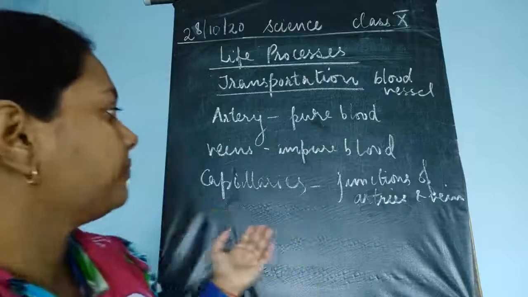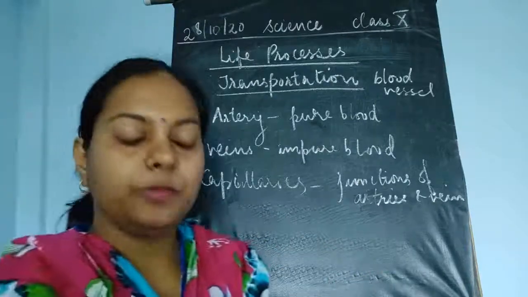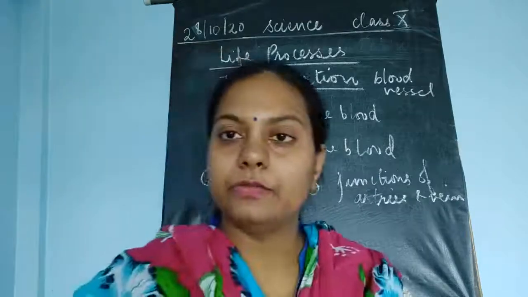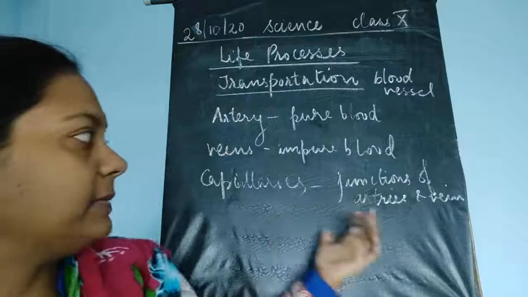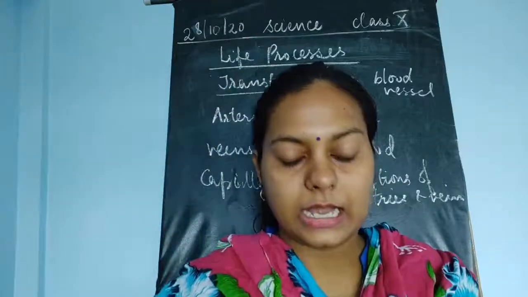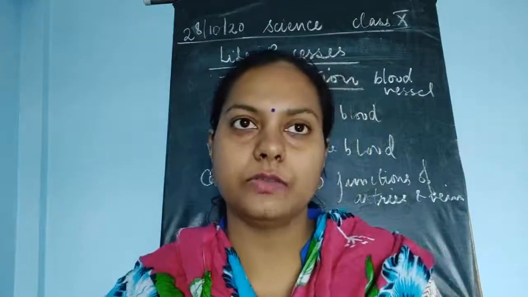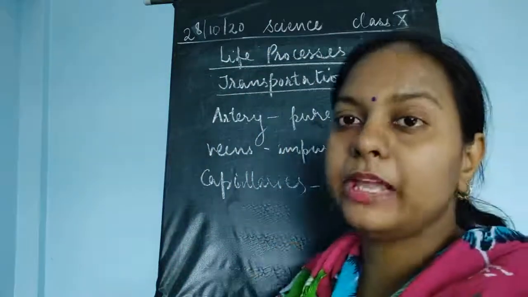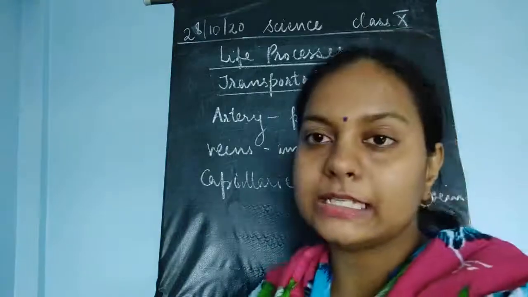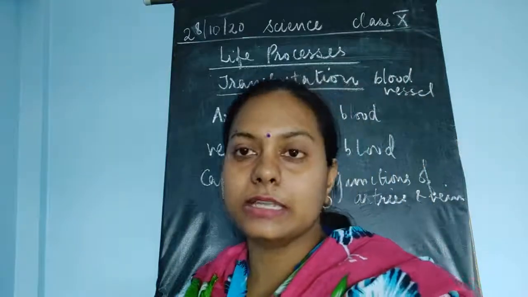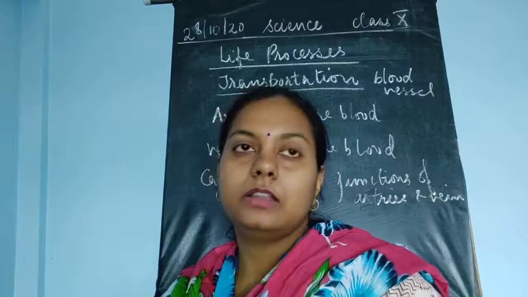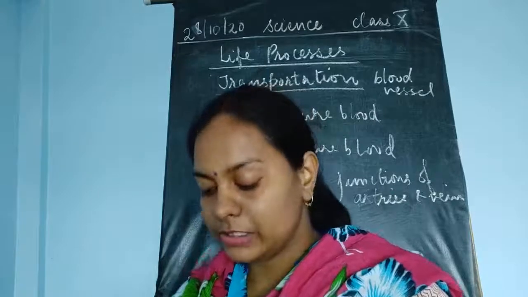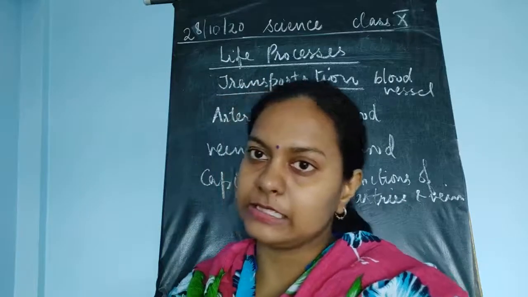So arteries carry the pure blood. Similarly, veins carry the impure blood, and the capillaries are the junctions of the arteries and veins, because they are helpful in the exchange of gases, products, energy and various waste materials. All these are responsible for the exchange of things at particular places.